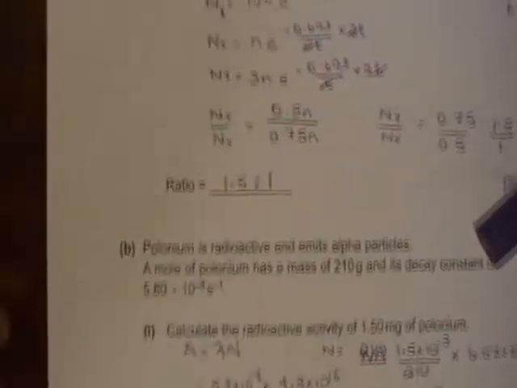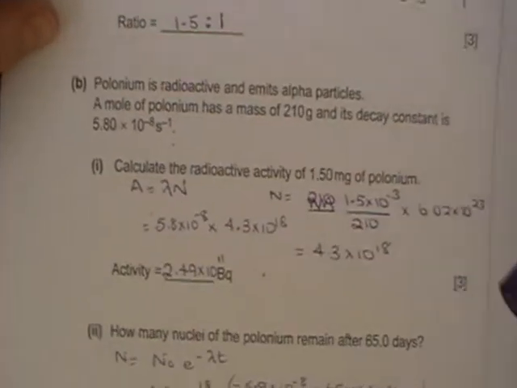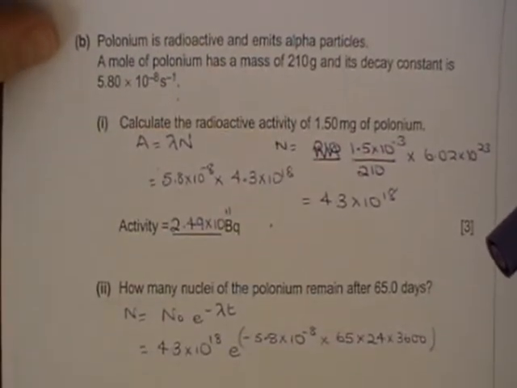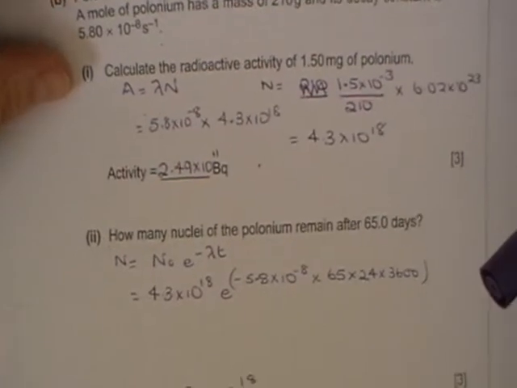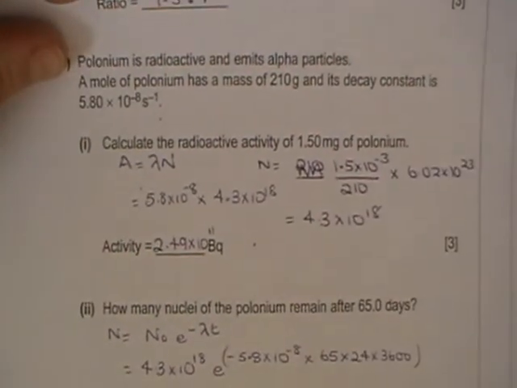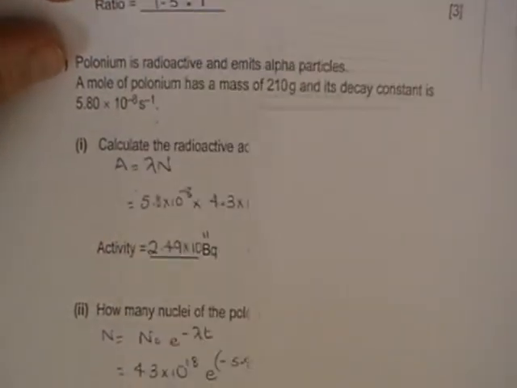Right, part B then. Polonium is radioactive and emits alpha particles. A mole of polonium has a mass of 210 grams and its decay constant is 5.8 by 10 to the minus 8 per second. Calculate the radioactive activity of 1.5 milligrams of polonium. And again, we haven't got much space here, and I've already written it, so I'm going to do it out on a file page again.